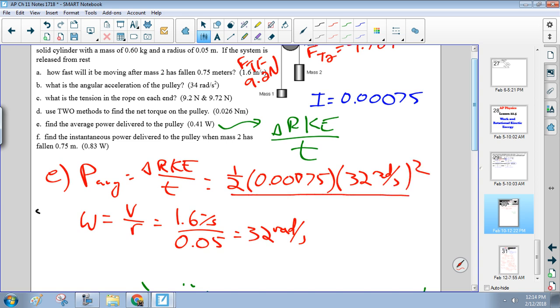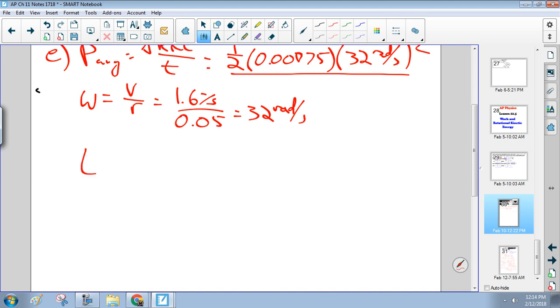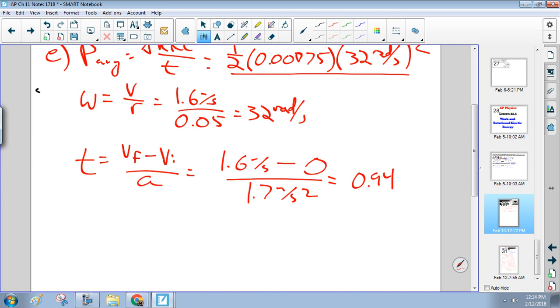Then we divide it by the time, so we have to find the time. Who wrote this problem? Let's see, I feel like we can do this: VF minus VI over A. Our VF is 1.6 meters a second, VI is zero, and 1.7 meters per second squared is our acceleration. So this gives you 0.94 seconds. Now we can just divide by 0.94 seconds, and you get pretty close to 0.4 watts.